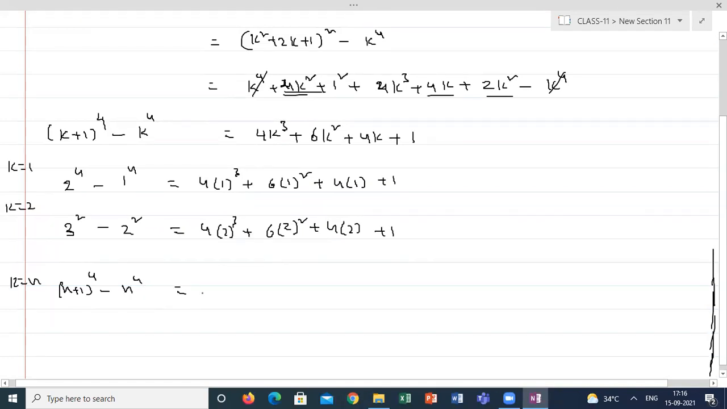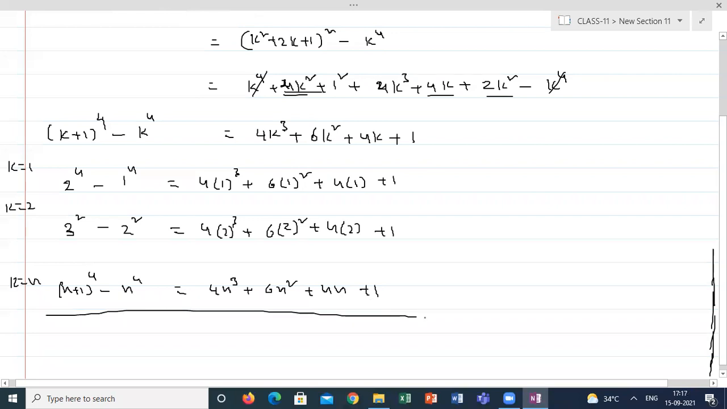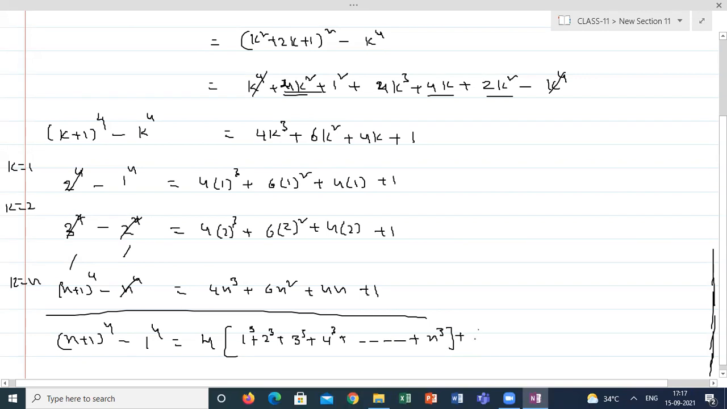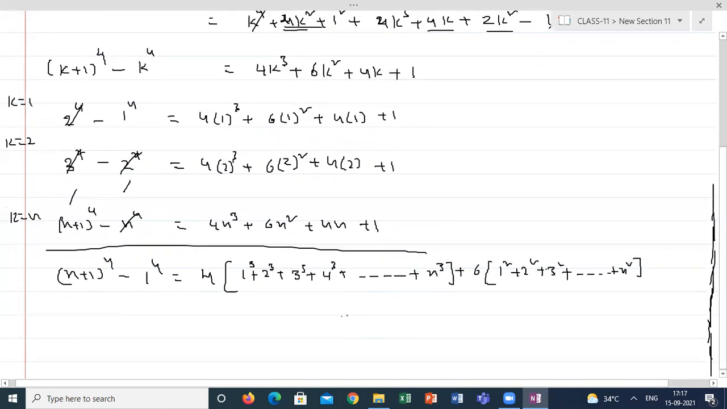is equal to 4n cube plus 6n square plus 4n plus 1. If I'm adding all these things, the intermediate terms 2 power 4, 3 power 4 cancel, and n power 4 as well. Finally, I will get (n plus 1) whole power 4 minus 1 power 4 will be equal to, first, adding cubes, 4 into (1 cube plus 2 cube plus 3 cube plus 4 cube and so on, n cube), and plus 6 into (1 square plus 2 square plus 3 square and so on, n square). And the third term is summation of n numbers, 4 into (1 plus 2 plus 3 plus 4 and so on up to n). The last one is 1 plus 1 plus 1, n times.